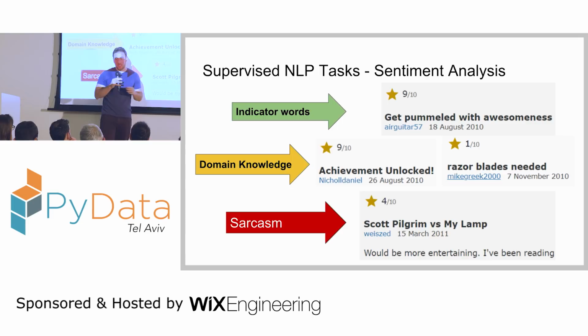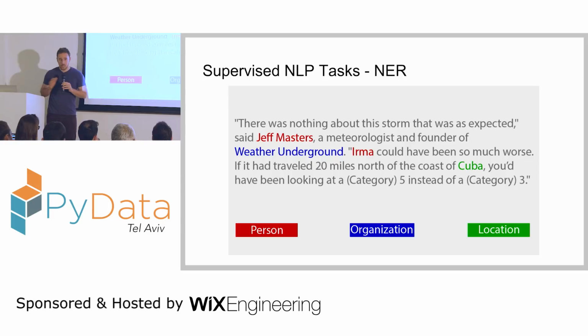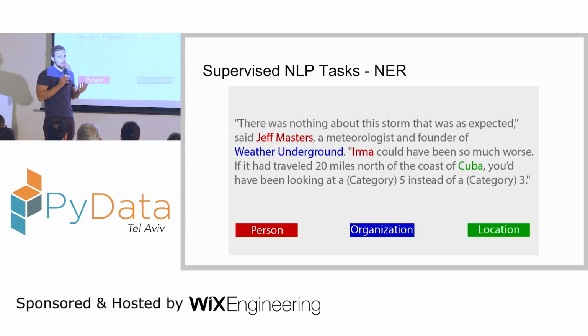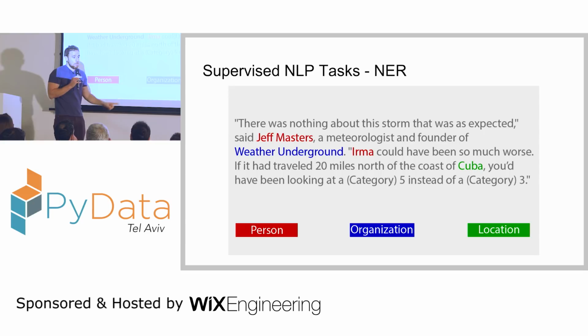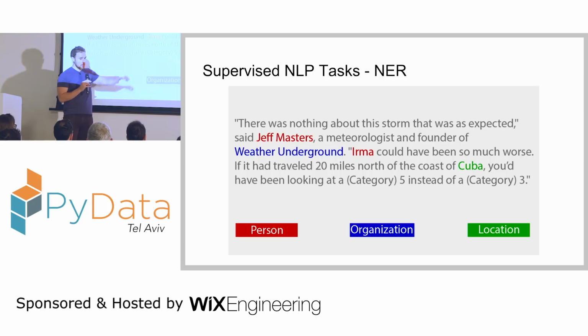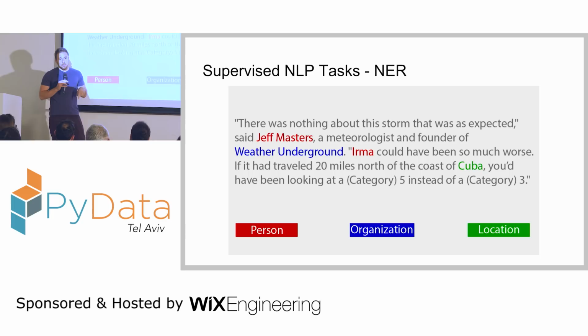And the last supervised learning task, the one which will be the focus of this talk, is named entity recognition, or NER for short. In classic named entity recognition, I have a clause or a short text snippet. I have a predefined set of entities, for example, person, organization, and location. And the model needs to find the entities within the text. For example, Jeff Meisters is a person, Cuba is a location. The NER task for today would be a little bit different. We'll try to predict the style of a text, whether it's bold, italics, underline, etc. But the same idea holds.